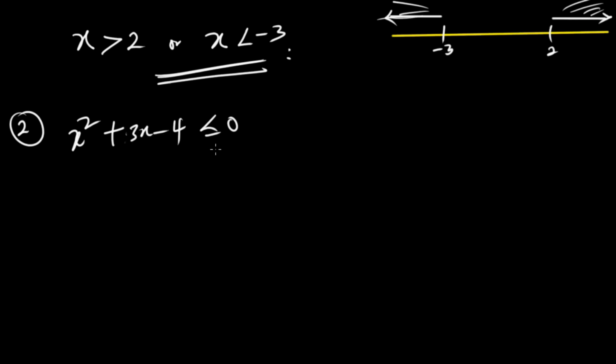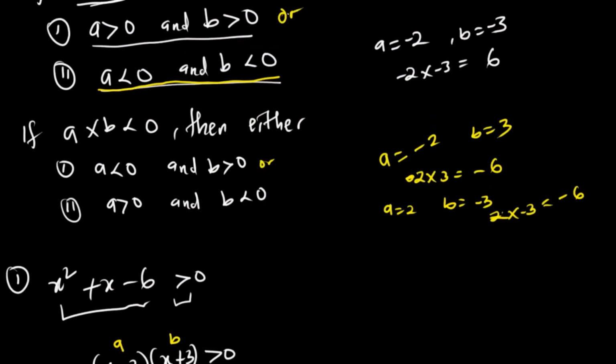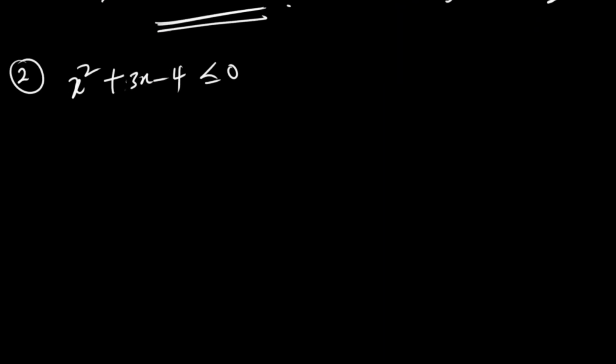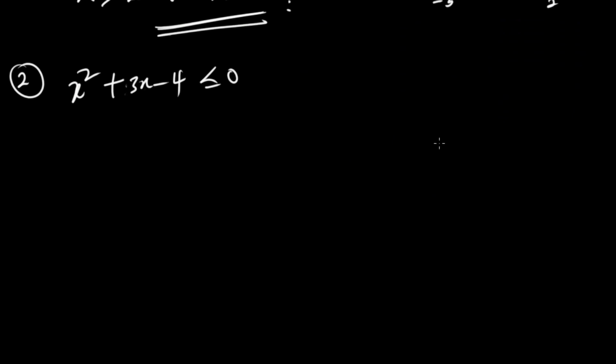So we have x squared plus 3x minus 4 less than or equal to 0. So this is where we have to consider the second expression, where we have a multiplied by b to be less than 0. So again, the first thing we have to do here is to find the root of this quadratic expression, or simply we can factorize this quadratic expression.